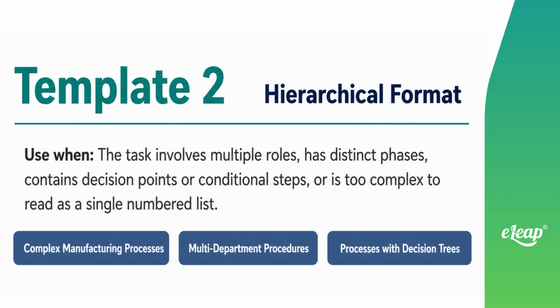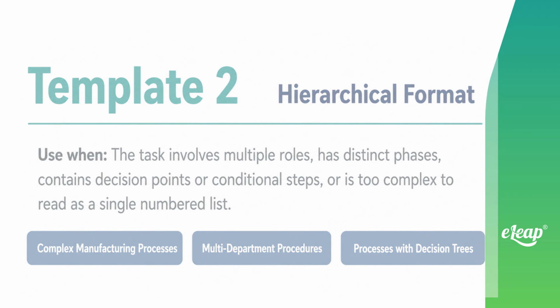Template 2 is the hierarchical format. Use this when the task involves more than 1 role, has distinct phases that group logically, or includes decision points where the operator must choose between paths. If reading the procedure as a single numbered list would produce 30 or more steps with no natural grouping, the hierarchical format is almost always the better choice.